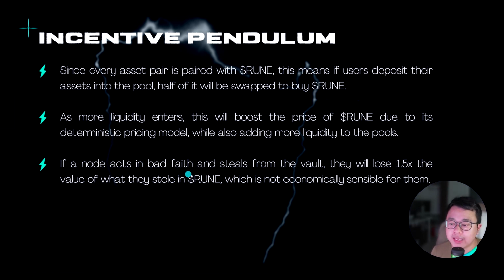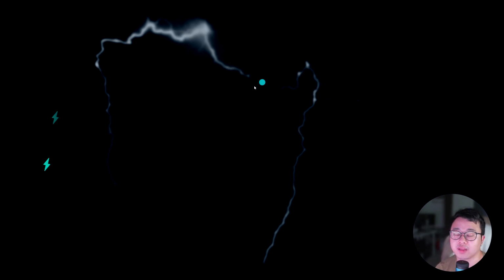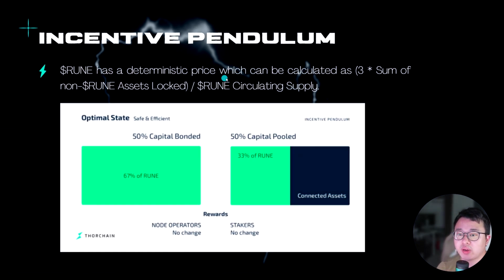Additionally, if a node acts in bad faith and steals from the vault, like we mentioned just now, mathematically speaking, they will lose 1.5 times the value of what they stole in RUNE, because that's the amount of insurance that they need to put up. This does not make economic sense for them, so that's why they don't steal the vault. So how does this deterministic pricing model work?